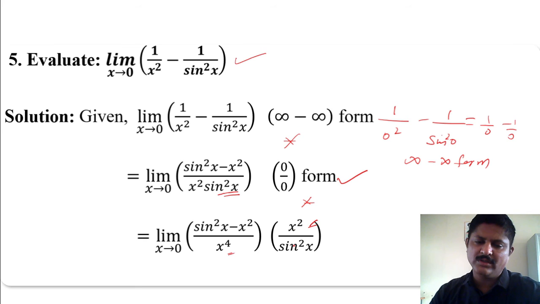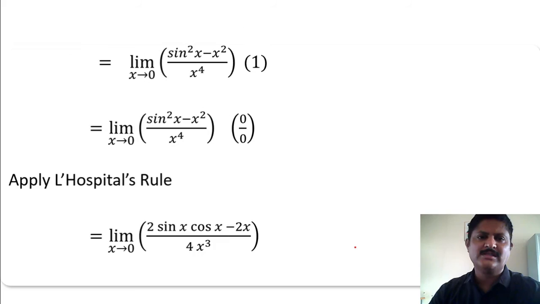We know that limit of x by sin x as x tends to 0 equals 1. Therefore, limit of x square by sin square x equals 1 square. This value becomes totally 1. Therefore, the problem becomes limit of x tends to 0, sin square x minus x square divided by x power 4. Put x equals to 0, which becomes 0 by 0 form.